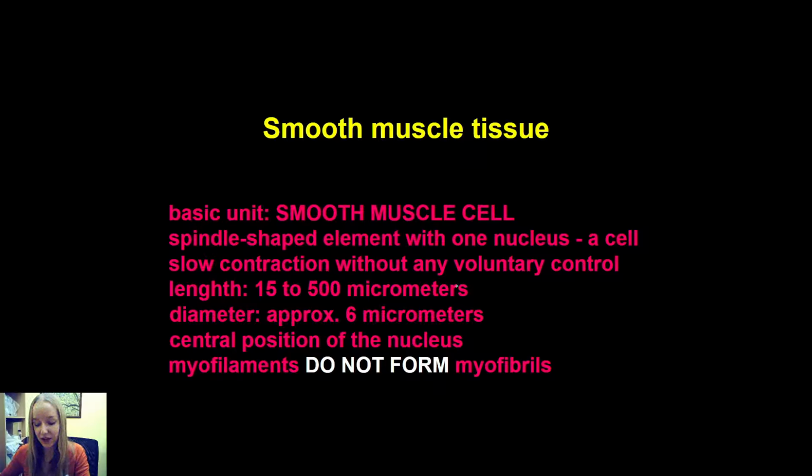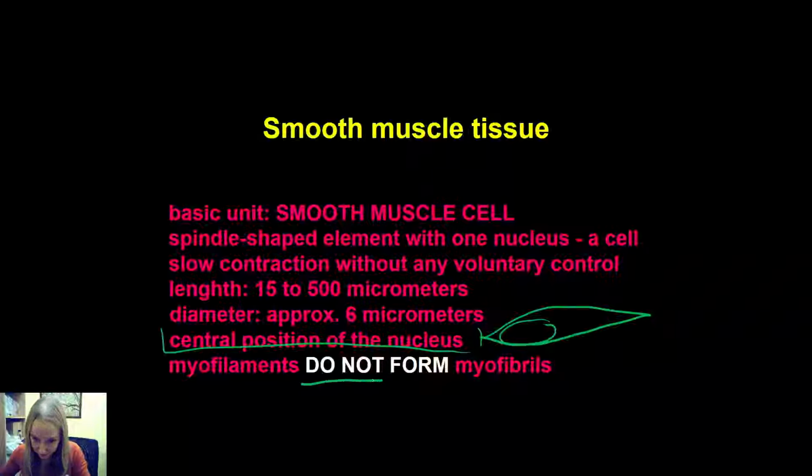They usually have dimensions of about 5 to 500 micrometers, sometimes in the uterus of a pregnant woman. Because the uterus is made of smooth muscle cells, and during pregnancy they're enlarged so much that they are about 500 micrometers big. That's very big. There is also a central position of the nucleus, and the nucleus is once again cigar shaped, in a spindle-shaped cell like this.